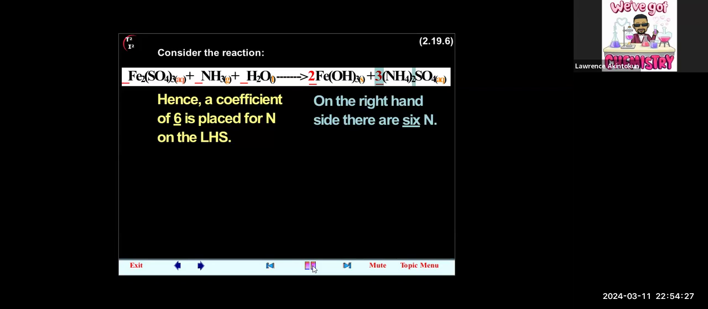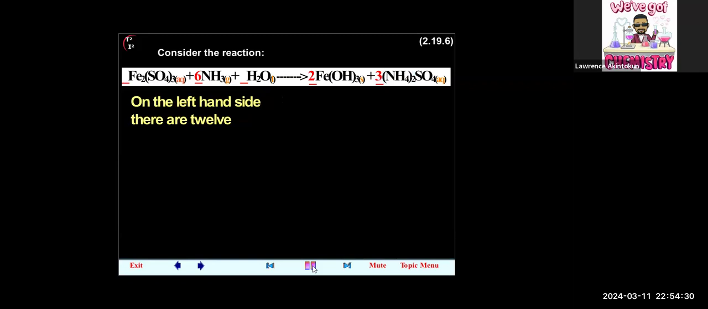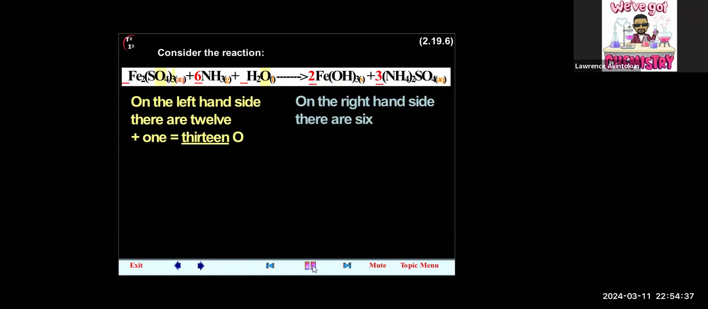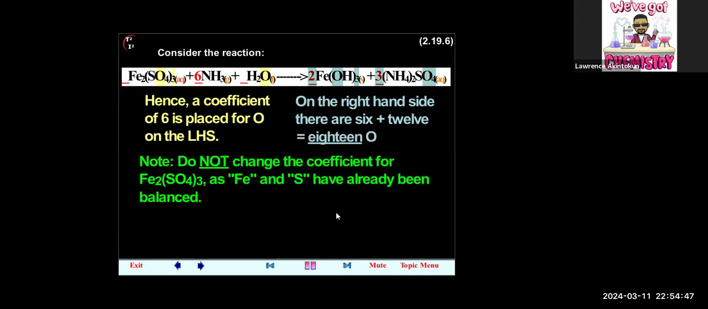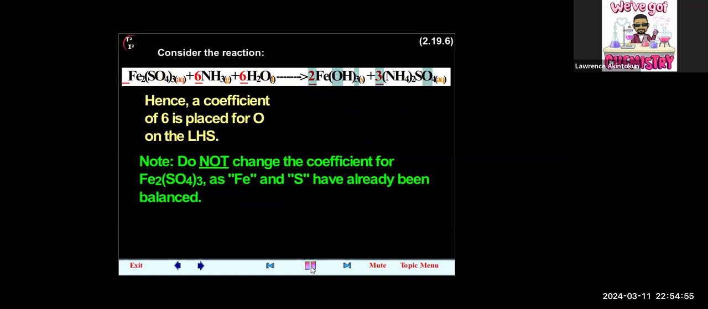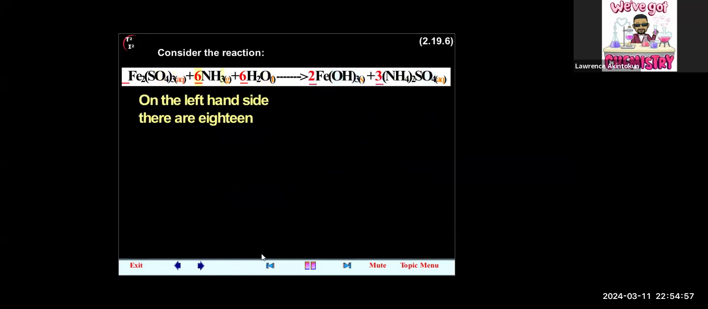on the left-hand side. On the left-hand side, there are 12 plus 1 equals 13 O. On the right-hand side, there are 6 plus 12 equals 18 O. Hence, a coefficient of 6 on the left-hand side. On the left-hand side, there are 18 plus 12 equals 30 H.